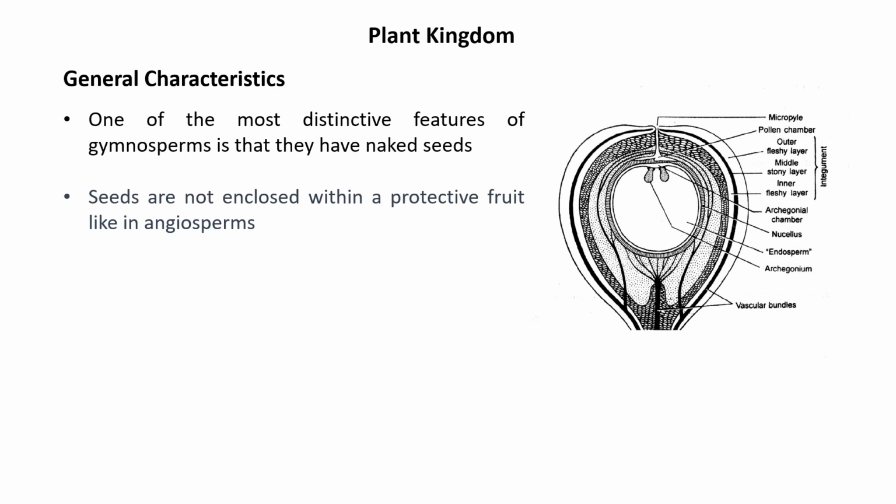So this is the structure of the ovule. One of the most distinctive features of gymnosperms is that they have naked seeds. The seeds are not covered with a fruit wall. They are naked. So seeds are not enclosed within a protective fruit like in angiosperms. This is a very important distinctive character of gymnosperms.